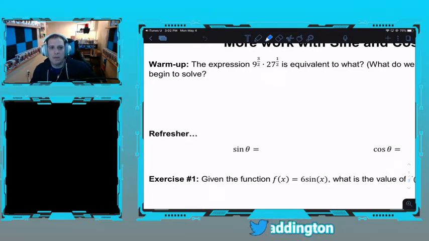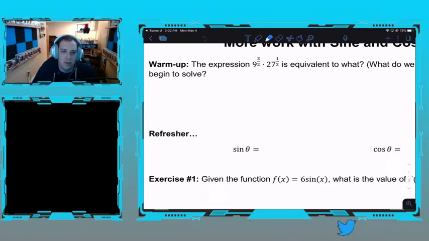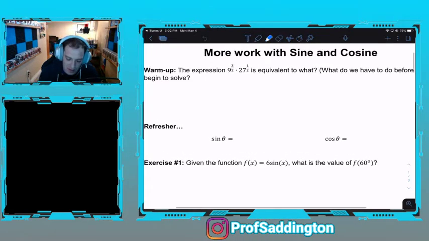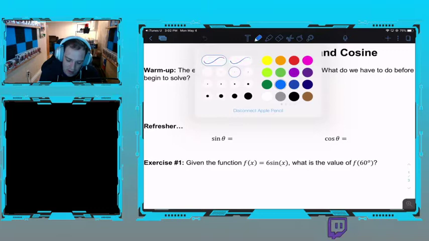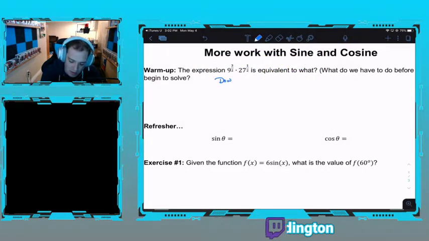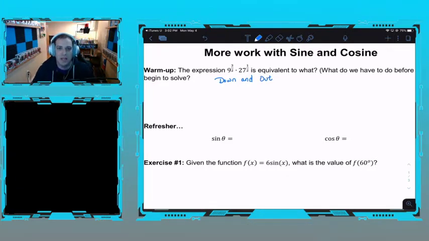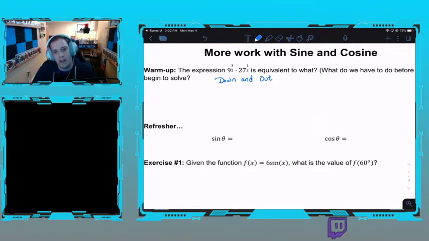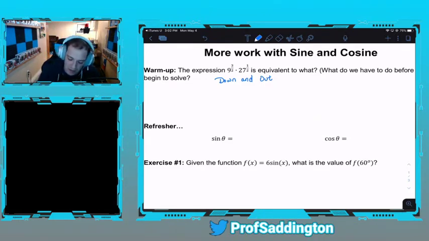So it says in the warm-up, you have the expression 9 to the 3/2 times 27 to the 1/2 is equivalent to what? And the hint that I said, what do we have to do before we begin to solve? This is where we did something called down and out. In order for us to actually solve this multiplication, we're going to change it into radicals. The reason we want to do that right now is we're not allowed to multiply 9 to the 3/2 times 27 to the 1/2 because the bases need to be the same. So we're going to try to get common bases first, and then we should be able to multiply out and figure out what the solution is going to be.